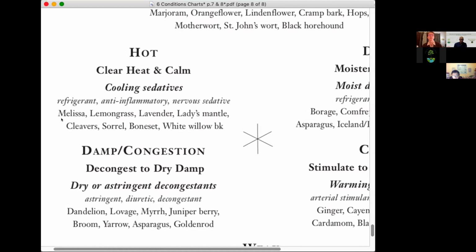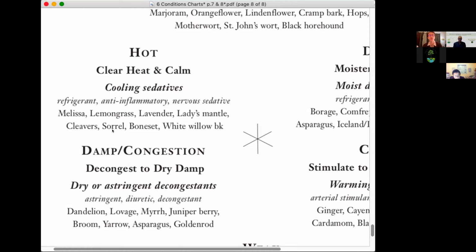Again, melissa, lemongrass. So lemongrass is used all over the world to clear heat, to treat hot conditions, typically for fevers, right? In tropical countries all over the world, lemongrass tea is common. You can also make washes, put it on the nape or on the back of the leg to cool down. Lavender is cooling. Lady's mantle, cleavers, gallium. Lady's mantle is alchemilla, gallium aperine, sorrel.